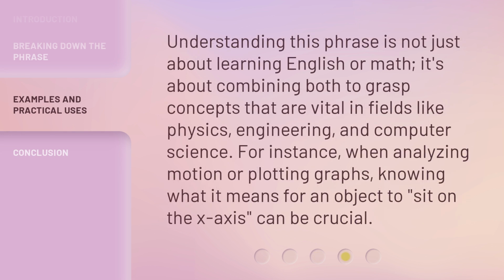Understanding this phrase is not just about learning English or math. It's about combining both to grasp concepts that are vital in fields like physics, engineering, and computer science. For instance, when analyzing motion or plotting graphs, knowing what it means for an object to sit on the x-axis can be crucial.